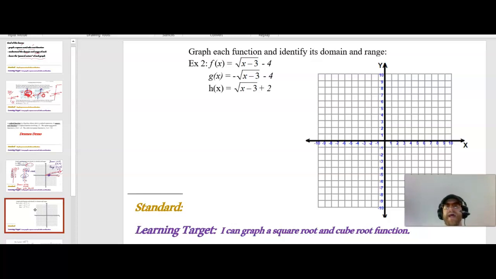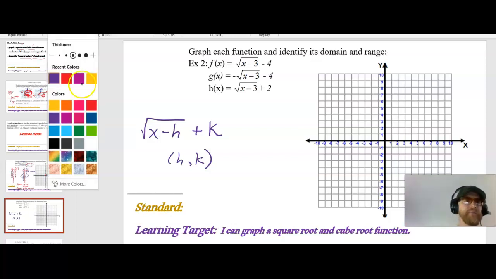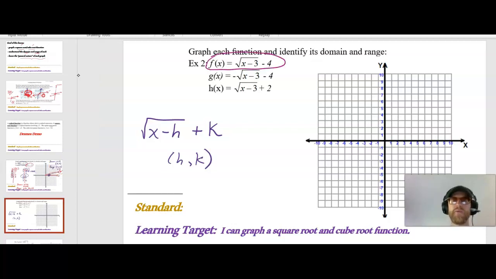Here's the pattern I want you to see. If the function is of the form, I'm going to jump straight to it, it's all about h, k. x minus h, h is the x coordinate, k is the y coordinate. I want you to see that when you look at a square root function. So I'm going to graph f in purple.